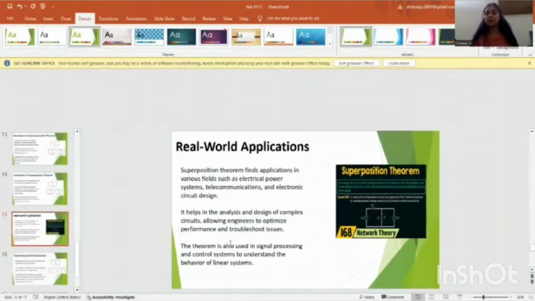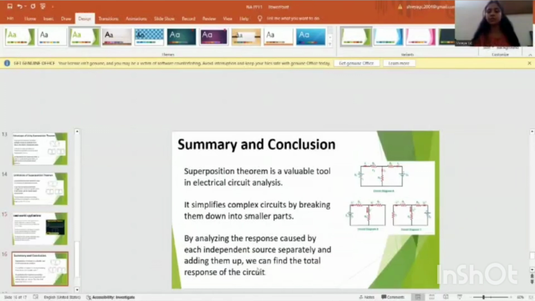Now the real world applications. The superposition theorem finds applications in various fields such as electrical power systems, telecommunications, and electronic circuit design. It helps in the analysis and design of complex circuits, allowing engineers to optimize performance and troubleshoot issues. The theorem is also used in signal processing and control systems to understand the behavior of linear systems.